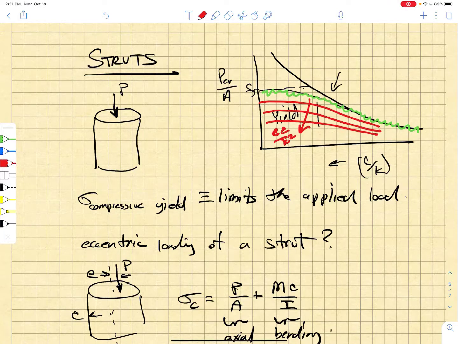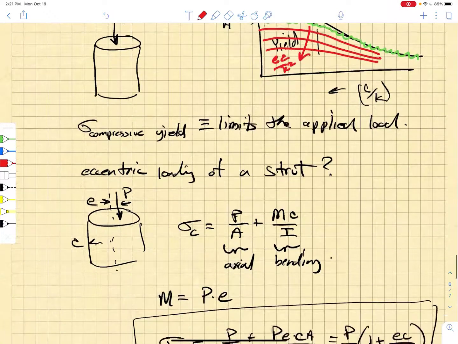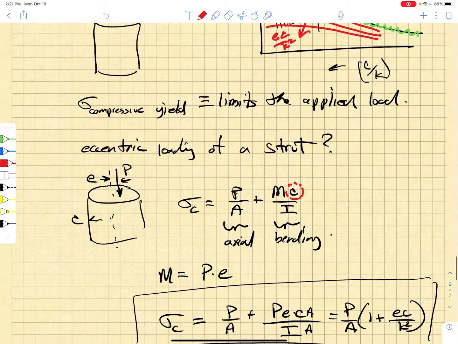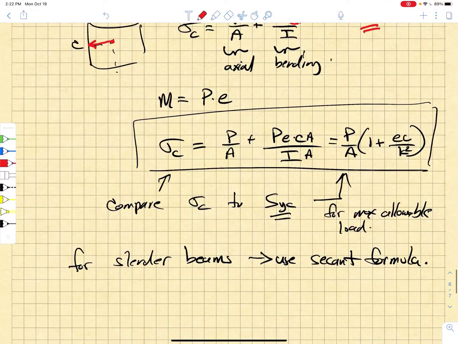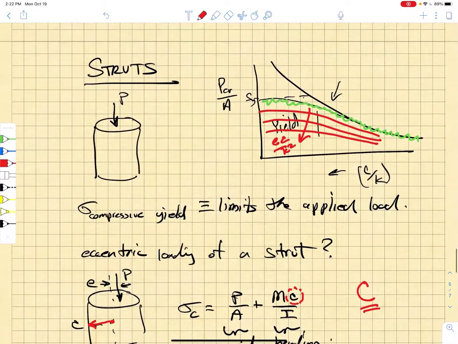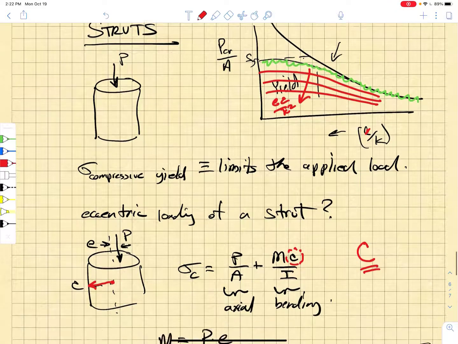It's also important, this eccentricity ratio, the c in these equations where we're talking about yield, is a dimension from the neutral axis to the outermost fiber of the specimen. It is not the geometric correction factor that appears in Euler bending. So keep that in mind. This is a very important distinction. So we have to ask ourselves, at what value of L/K can we just plain ignore the eccentricity ratio?